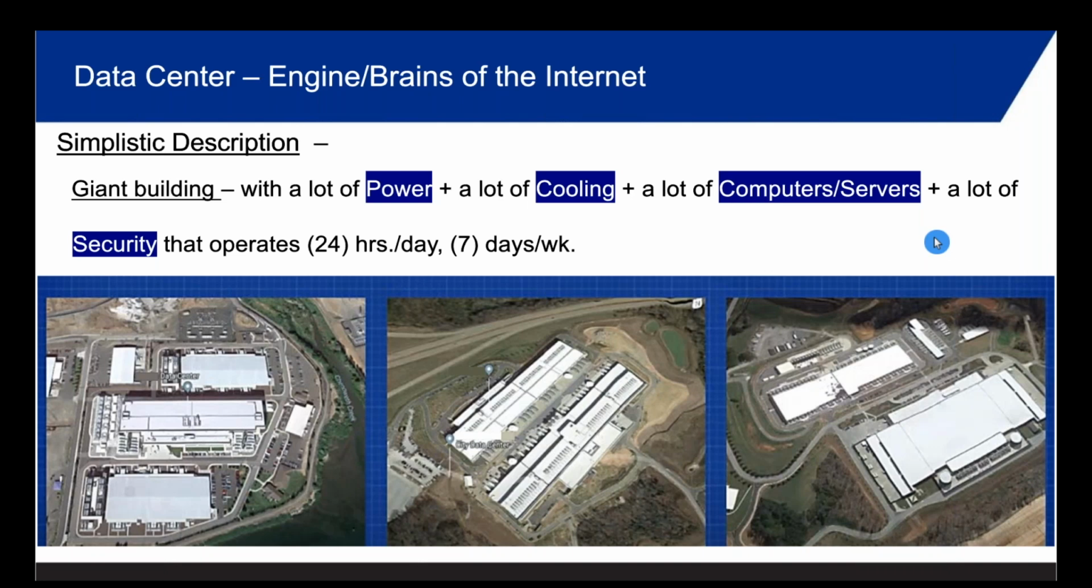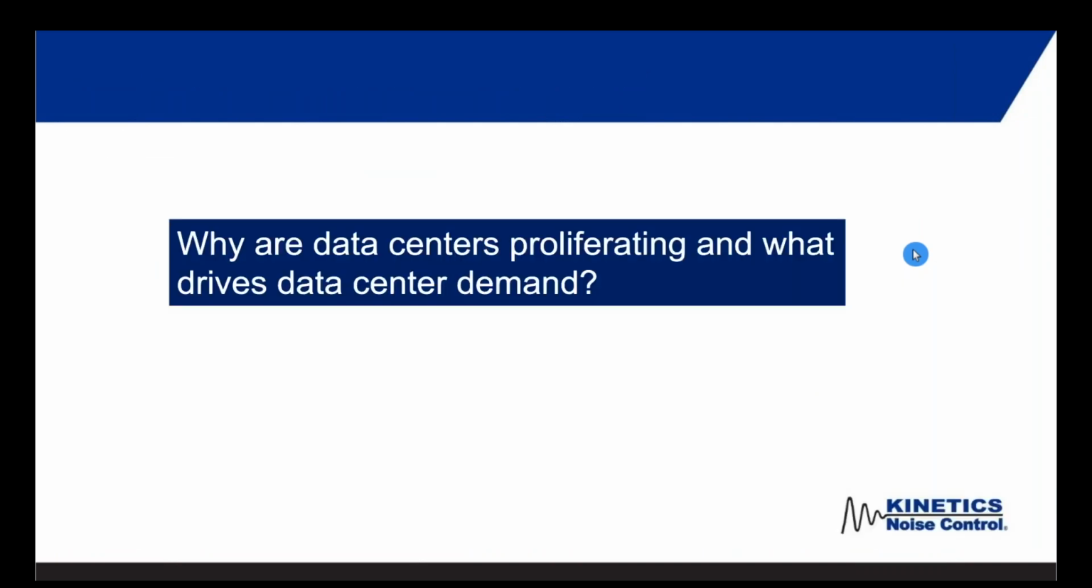We're looking at a data center. Many of you know what a data center is, some of you don't, but in the simplest form, it's a giant building. It has a lot of power, which generates a lot of heat. It has a lot of cooling. It has a lot of computers and servers and a lot of security. And key thing, it's supposed to operate 24 hours a day, 7 days a week. And here are some pictures of different data center companies across the world and their campuses. So just to get you in the mood, that's what we're going to talk about.